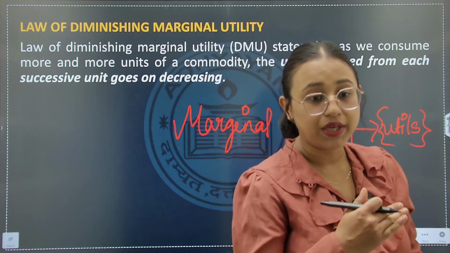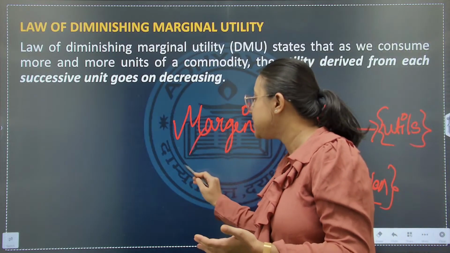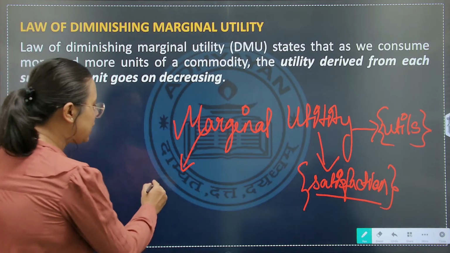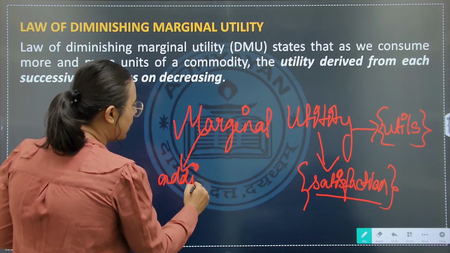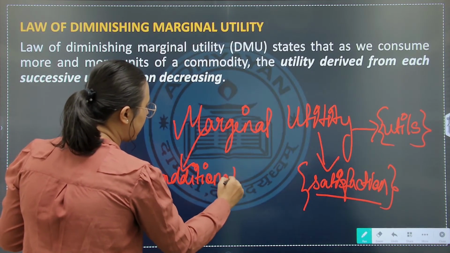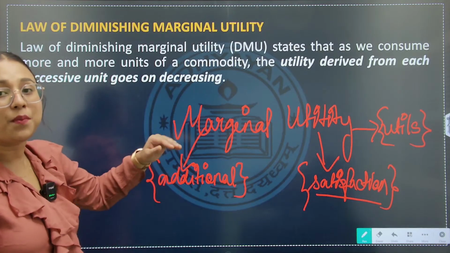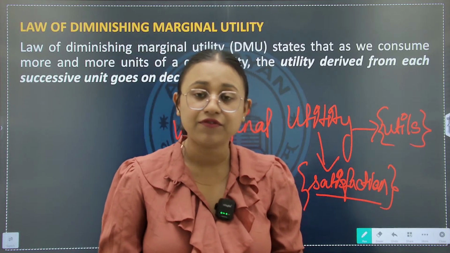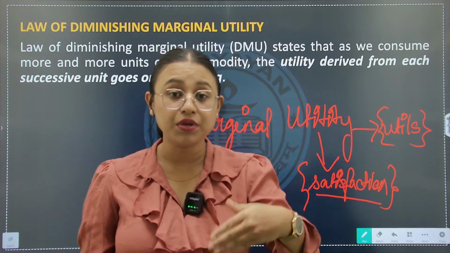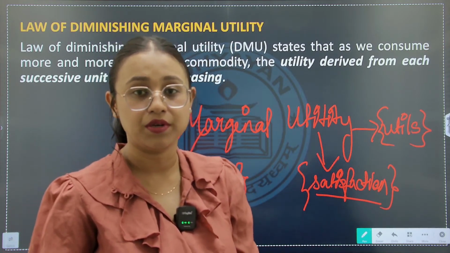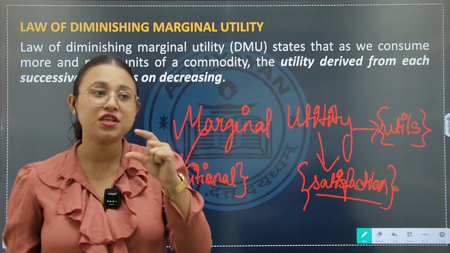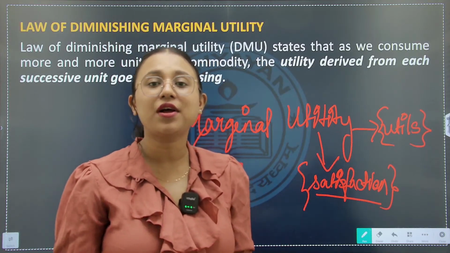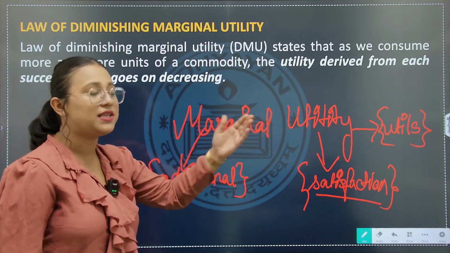Marginal in economics refers to, whenever this word marginal comes, remember one thing: it shows additional. It shows additional. So marginal utility refers to additional utility derived when one additional unit of a good is consumed. When we consume an extra additional unit of a commodity, the extra utility derived is said to be marginal utility.